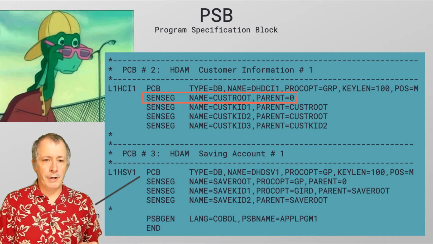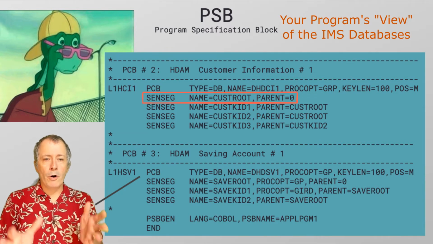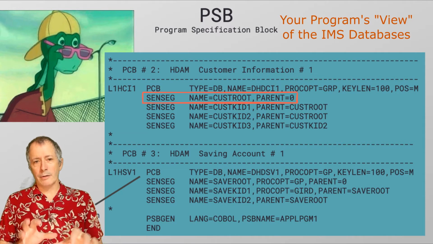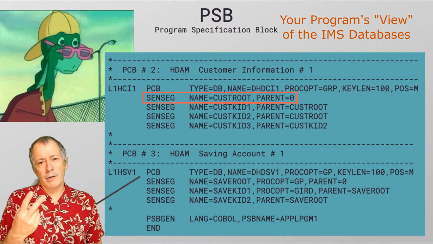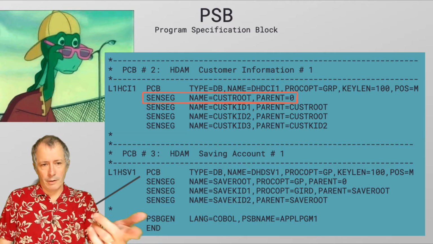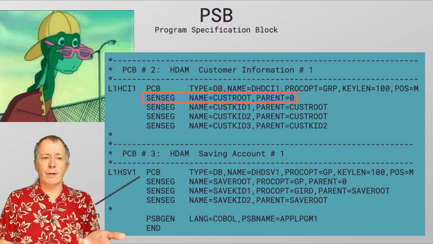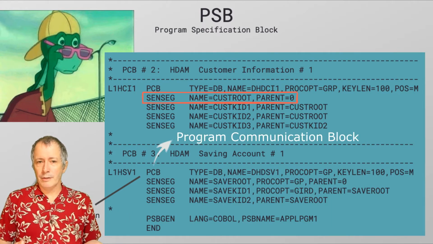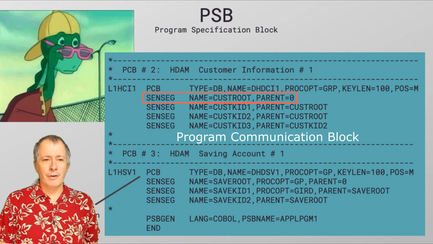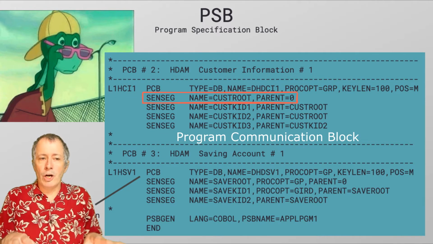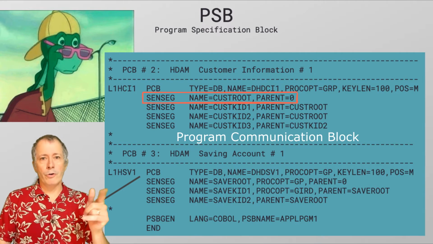Well, let's take a look at the PSB, Program Specification Block. This is your program's view of the IMS database. There might be 30 databases in the shop, but your program only needs access to 2 of them. In this example, the customer database and the savings account database, which are shown as two PCBs, or program communication blocks. For PCB number 2, there might be 8 segments in the customer database, but your program only needs access to 4 of them, the root and 3 of the kids.